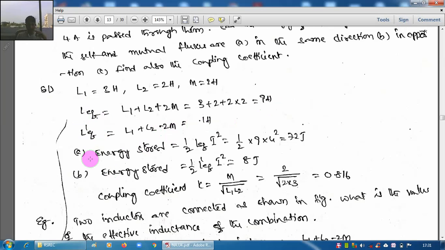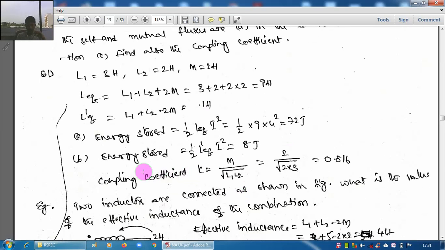Once the total inductance is obtained, we can determine the energy, as it is asked in the problem, by the formula half L I square, with L equivalent and I equal to 4. By this formula, we get 72 joules in the first case, and in the second case, L equivalent is less, so we get 8 joules. This is 1 Henry only here. And the coefficient of coupling K is equal to 0.816. So like that we can determine.